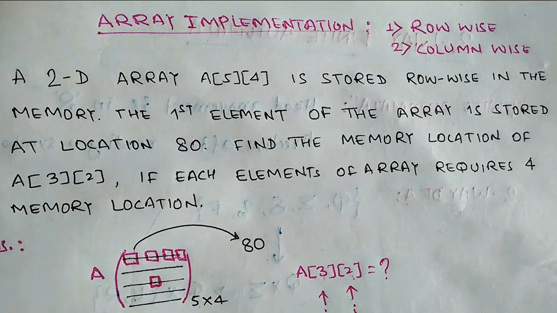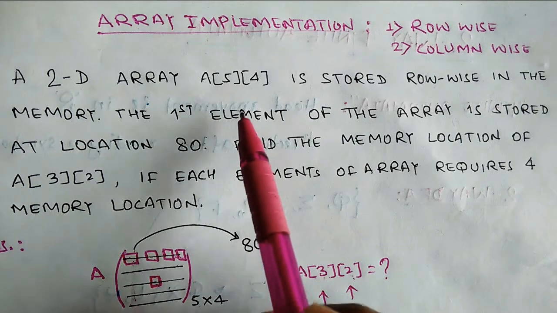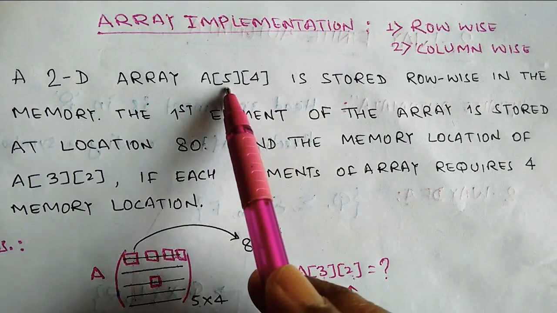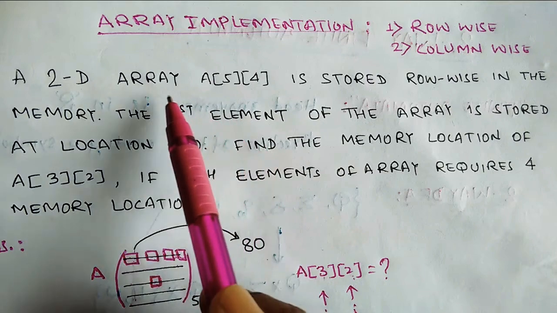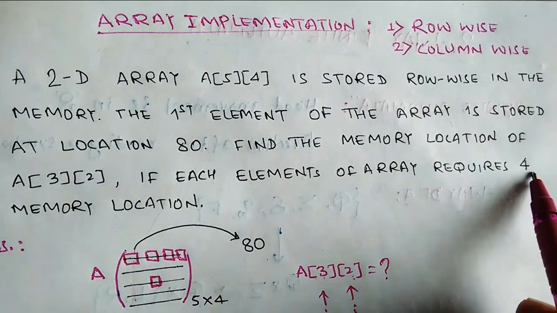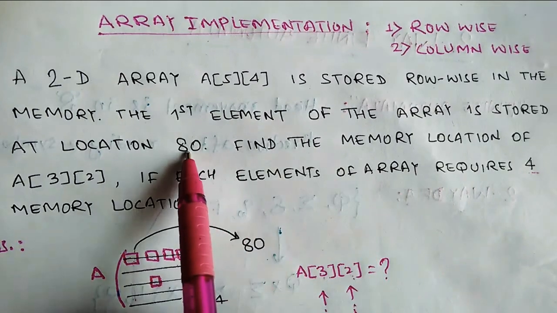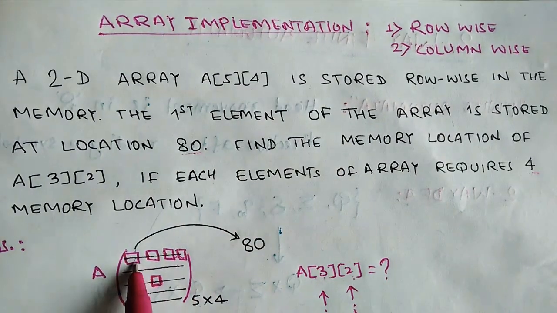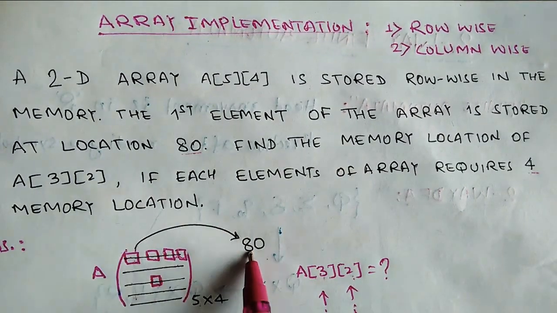Today we are going to show one problem that is related to array implementation. You have to find the address of any element which is stored in the array, and the dimension of the array is given. So the dimension is 5 cross 4 and each element takes 4 memory locations. This is given here, and the base address is given. Base address means the first element of the array is stored at location 80.